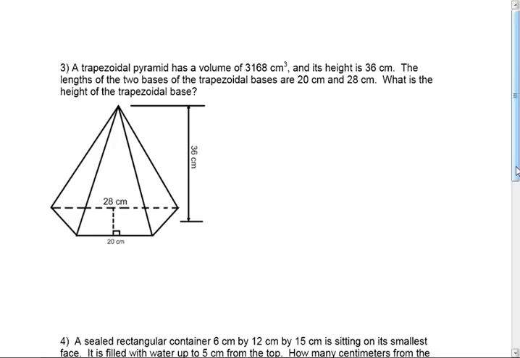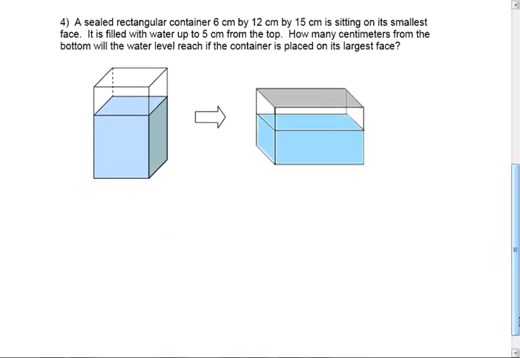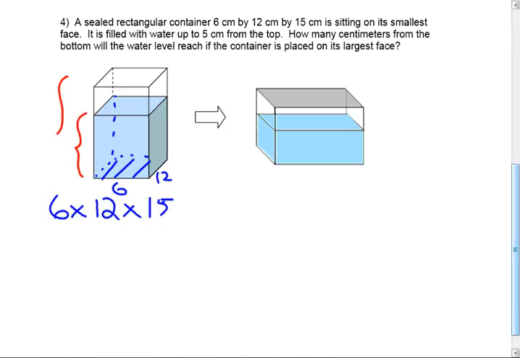Okay, I have a sealed rectangular container, 6 centimeters by 12 by 15. That's this one, and it's sitting on the smallest face. Okay, it's sitting on the smallest one. What do the dimensions have to be? 6 by 12, that's the smallest one. And you're filling it up, and it's 5 centimeters from the top. So I want this volume, not the whole thing. This is 15. This is 5 from the top. How big is this side then? 10.